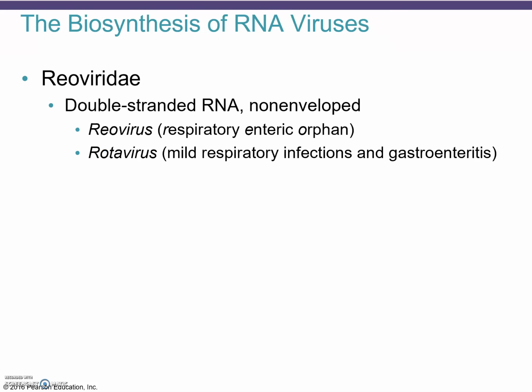Then we have reoviridae. Those are double-stranded RNA viruses, non-enveloped. And here we have the reovirus that causes respiratory problems. And then rotaviruses, those are probably the largest category of viruses that will give you your stomach flu, from mild to pretty severe. It's usually not long-lasting, but it can cause you to feel pretty bad for a day or two.